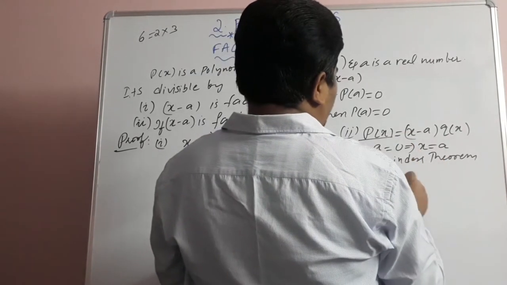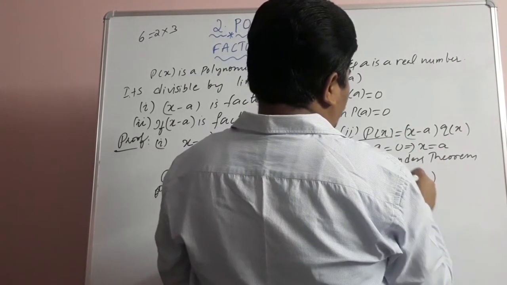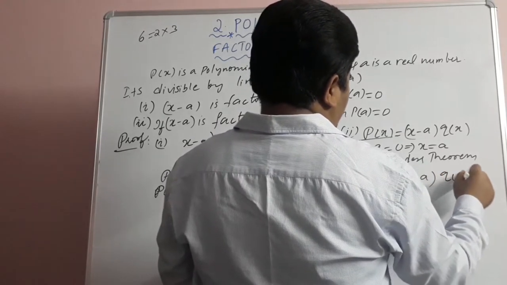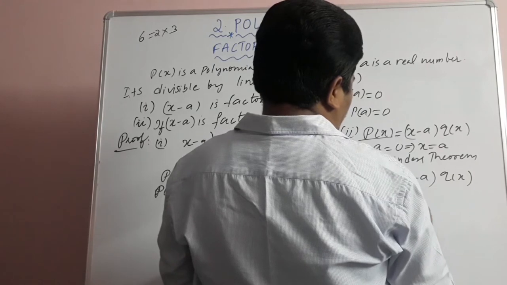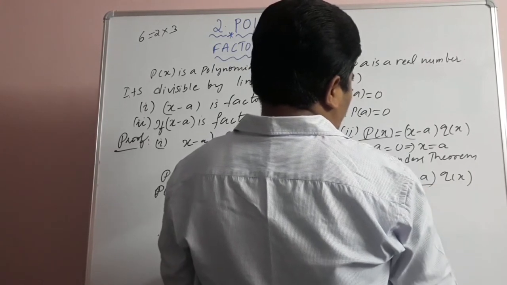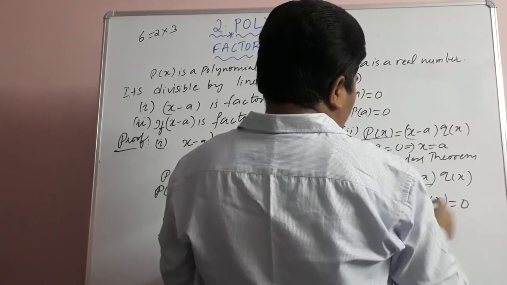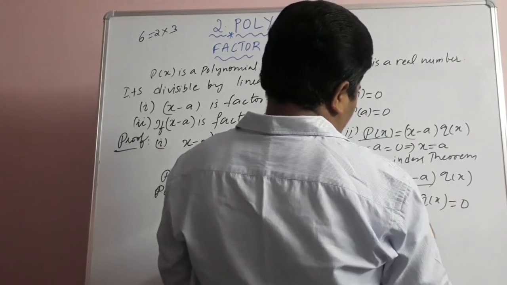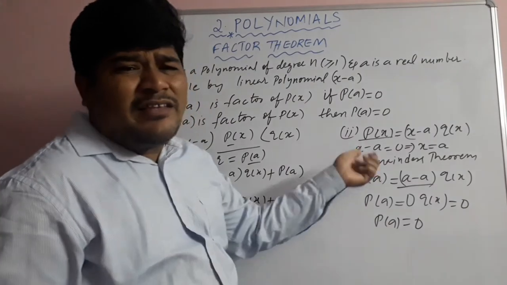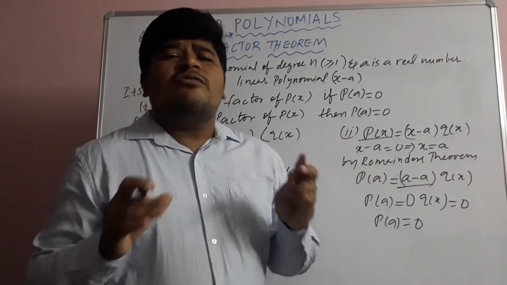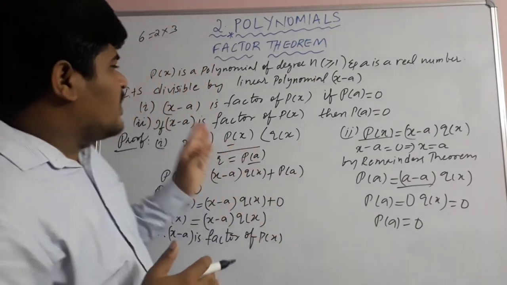So p of a is equal to a minus a into q of a. So children, p of a is equal to a minus a, whose value is 0, into q of a. And 0 into anything is 0 only, no? So what we got: p of a is 0. It means that if x minus a is a factor, then automatically the remainder will be 0, p of a is equal to 0. Okay? So children, once again I will repeat the theorem.